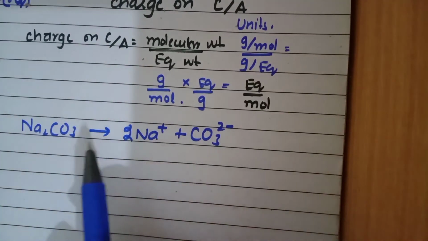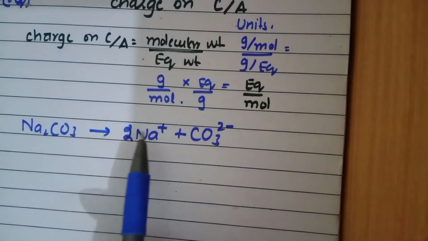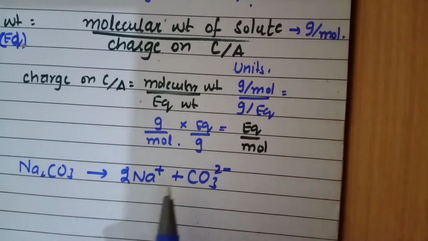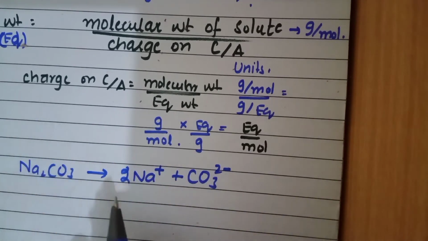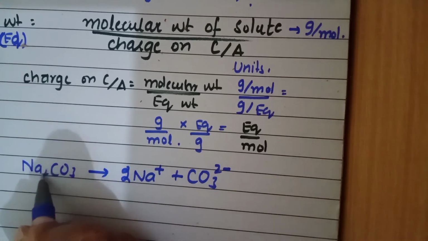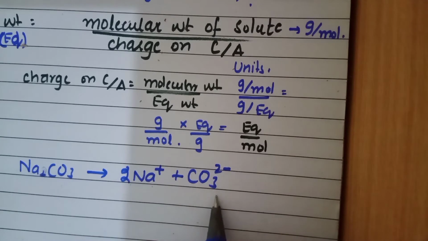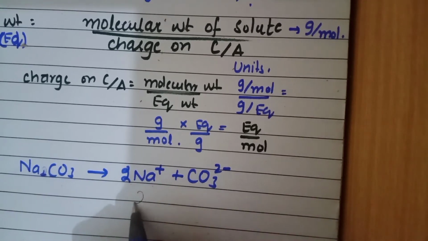We are going to find the equivalent weight with the formula that is written over here. Before that we have to know the charge on cation and anion. So we are going to dissociate the compound in this way. Na2CO3 when dissociated gives 2 Na positive plus CO3 2 negative. So this tells us that the charge on cation or anion is 2.